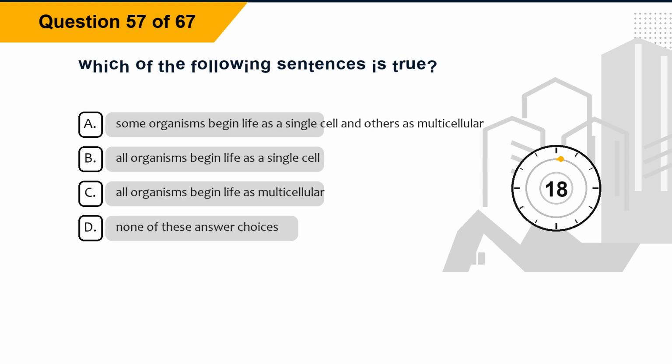Question 57. Which of the following sentences is true? Option A, some organisms begin life as a single cell and others as multicellular. Option B, all organisms begin life as a single cell. Option C, all organisms begin life as multicellular. Option D, none of these answer choices.